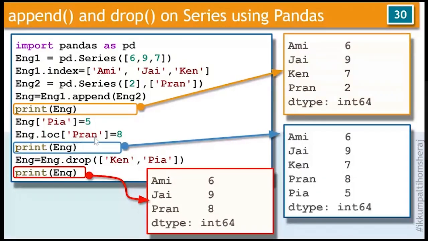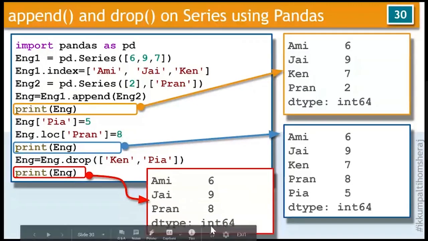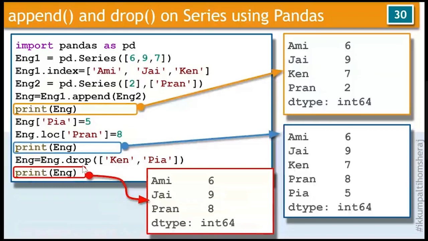So it is going to look for Pran, and wherever Pran is found along with this index, earlier the value was 2, it will get modified to 8. And if you have to drop, then you have to specify the indexes over here, and corresponding to those indexes, the data will be removed from the series. So this particular slide is all about append, drop and add new values in the series.